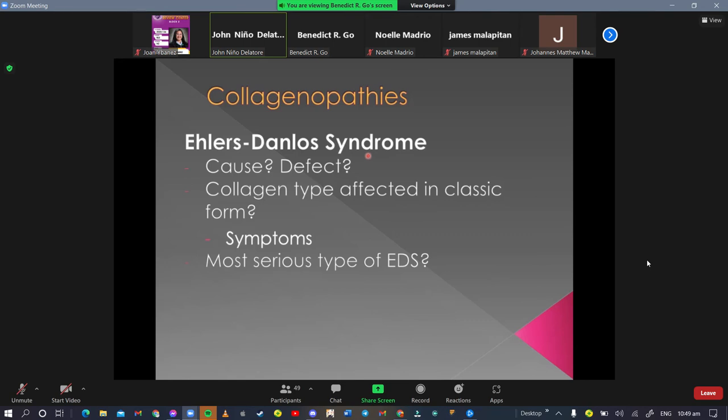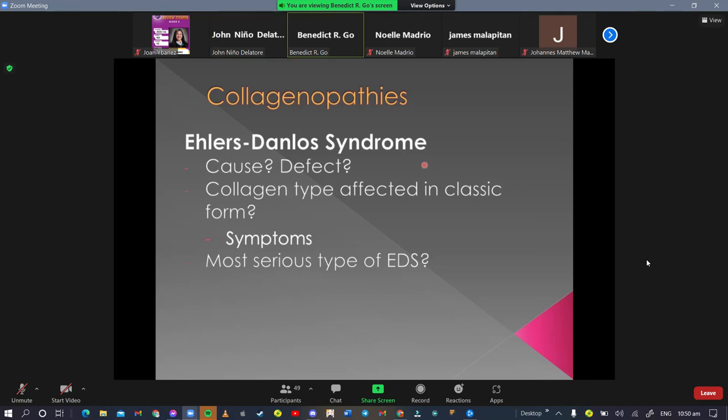Good morning. What's the cause or defect of your EDS? I'll try to give my answer, Doc. Is it the deficiency of your tenacin X gene? Are you reading Harper's or are you Googling stuff here? Is that what it says in Harper's? I'm basing it on folder 6.1, Doc. What was it again? Then mutation of tenacin X gene. Okay.